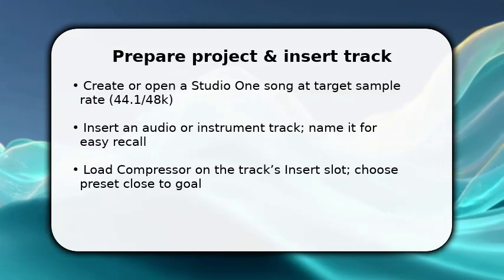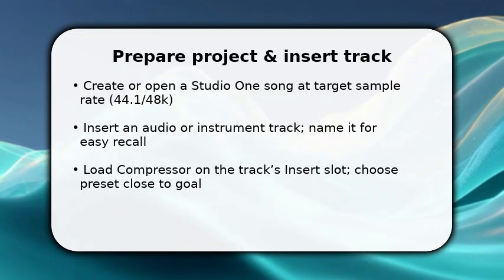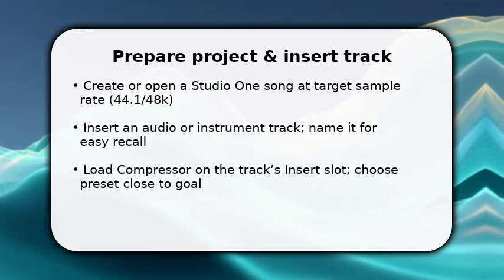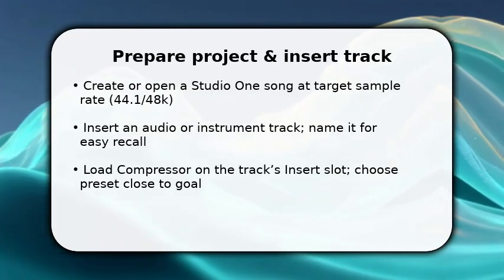You begin by readying the session and getting signal into the compressor. Create or open the Studio One song at the desired sample rate, then insert an audio or instrument track and route its output to the main bus.